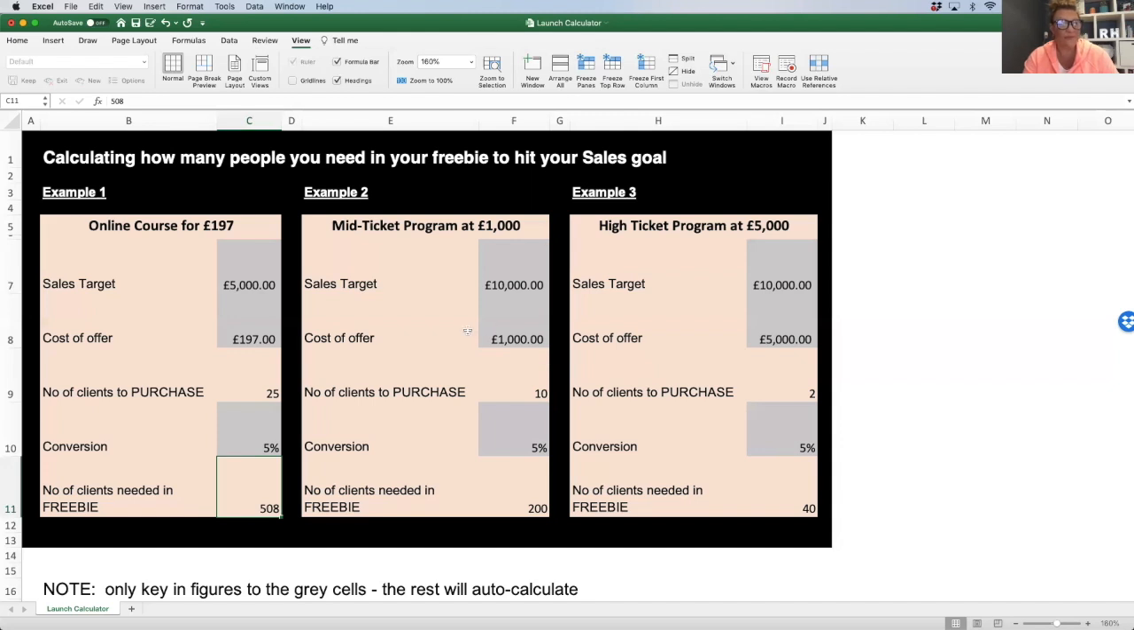Whereas maybe in the mid-ticket example, you can get 200 people and some will be high quality, some will be medium quality, and some might just be the people that always go to the free webinars or free challenges. So 3 examples, 3 different ways of achieving your sales targets.